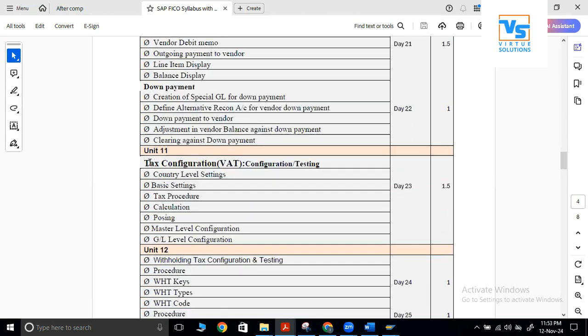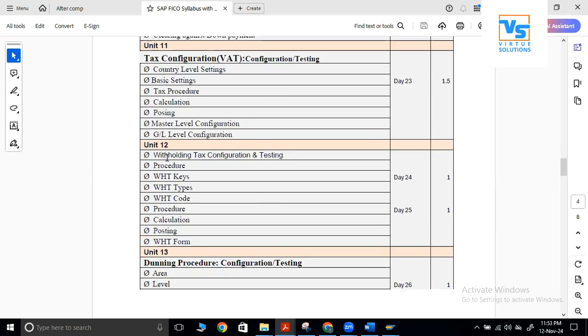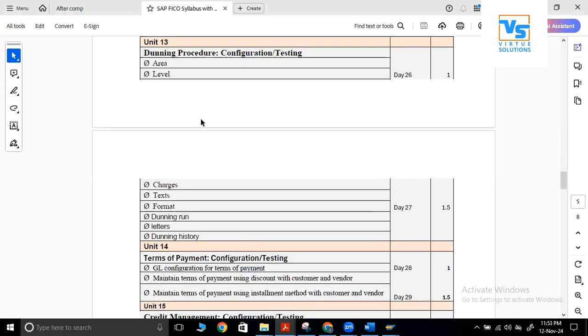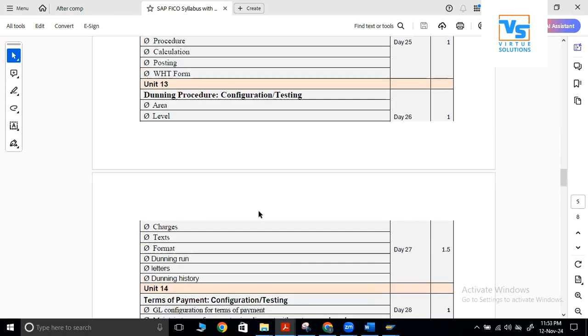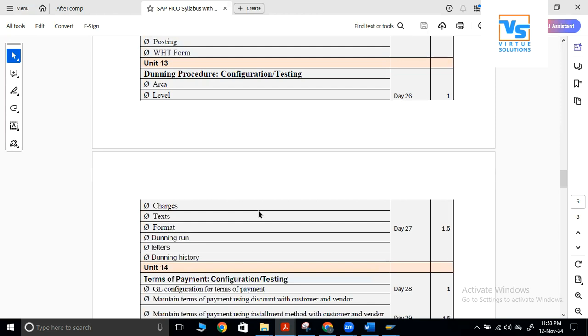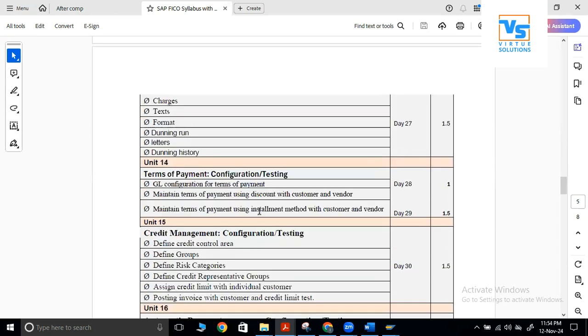Then we have taxation as well. TDS we have, called withholding tax. And then there are many other topics, like the dunning procedure. Dunning is nothing but a part of collection. Whenever a customer is not making the payment on time, it is recovery. We used to send a notice, and it goes till legal action as well.